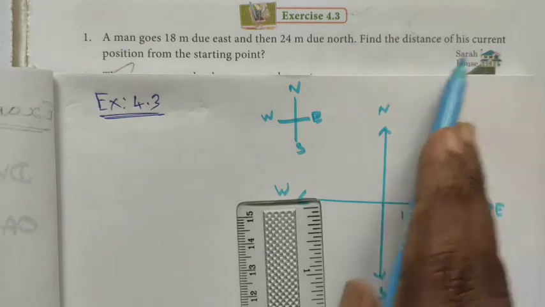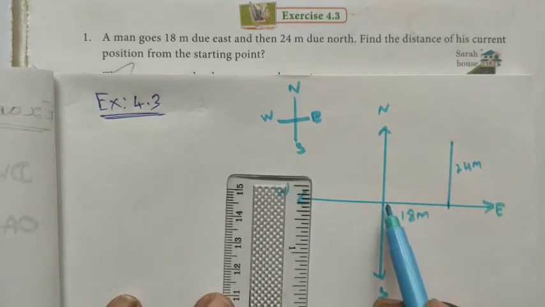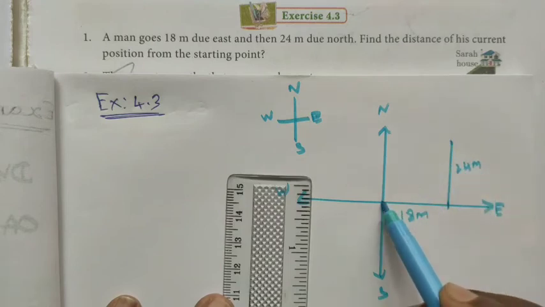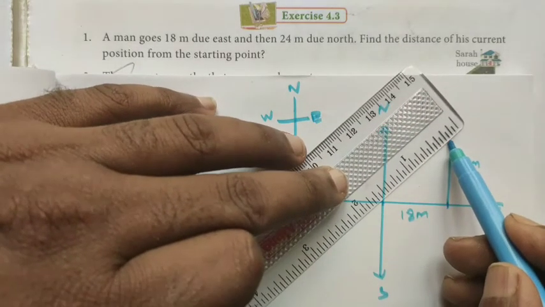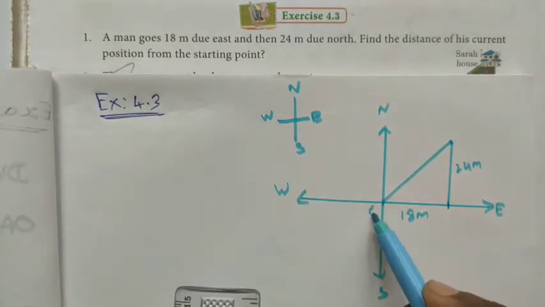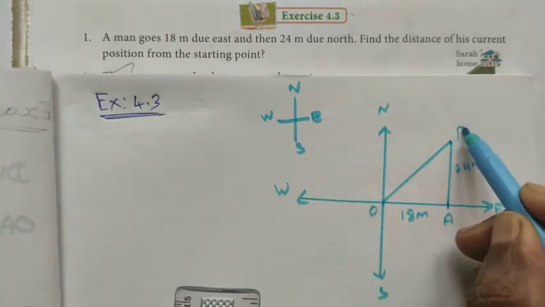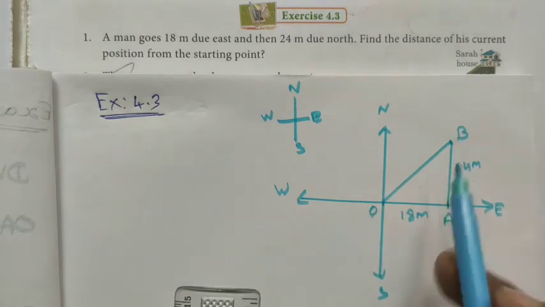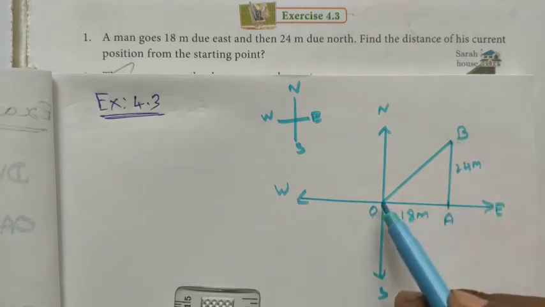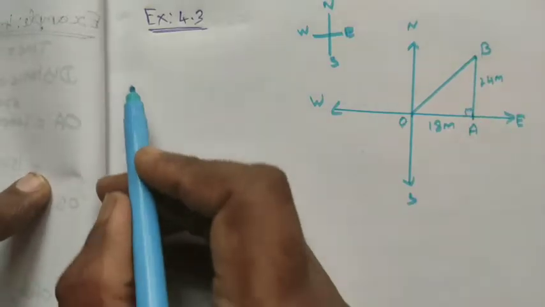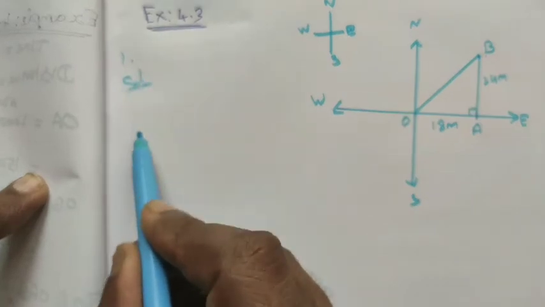Find the distance of his current position from the starting point. So this is the term we have to find out. Let me take it as this is O, this is A and this is B. OA is the eastward and AB is northward. We want to find out the distance of OB. So clearly it is a right angle triangle. So question number 1, solution.